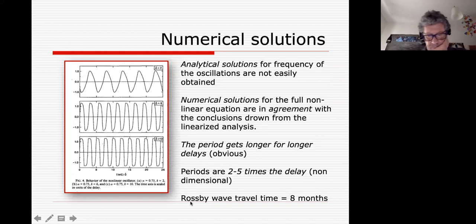And if we take the delay as the scale of the Rossby wave travel time, of the order of 8 months roughly, well, we can have a period of 2 to 4 years, let's say 4 to 5 years.